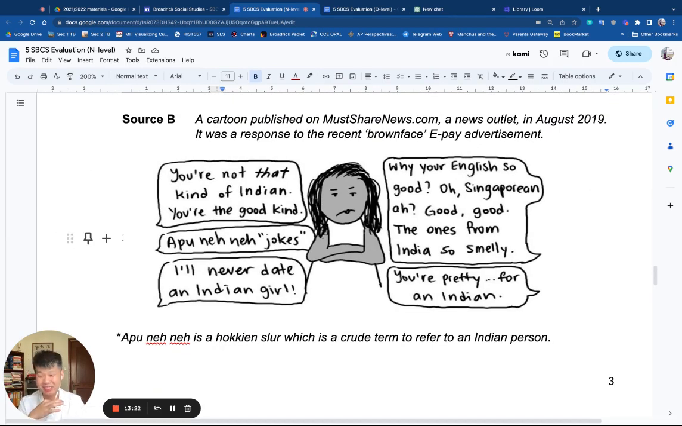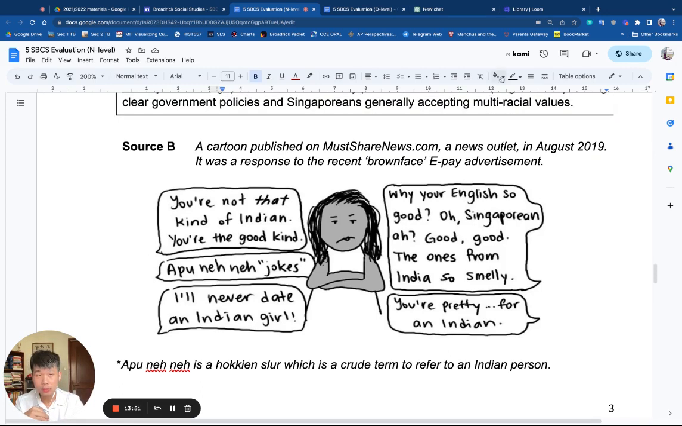It is full of racist remarks, and the racist remarks would lead to misery, unhappiness, prejudice, unfairness, tensions, and even conflicts in society. So this is clearly a no source. I'm sorry, this is clearly a yes source. This is clearly a source where it says casual racism is a problem. Yes, casual racism is a problem. Categorize all the sources for N-level students.